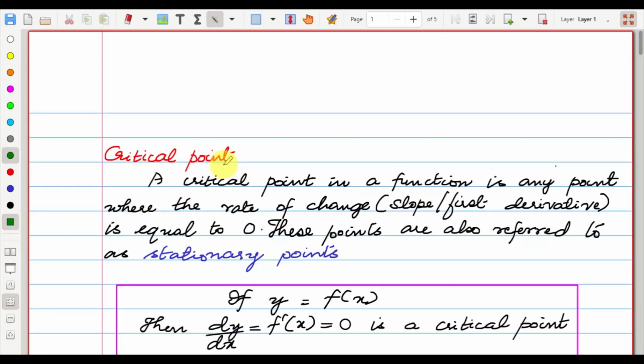Welcome to this lecture. Today we will be discussing critical points. A critical point in a function is any point where the rate of change, that is slope or first derivative, is equal to 0. These points are also referred to as stationary points.